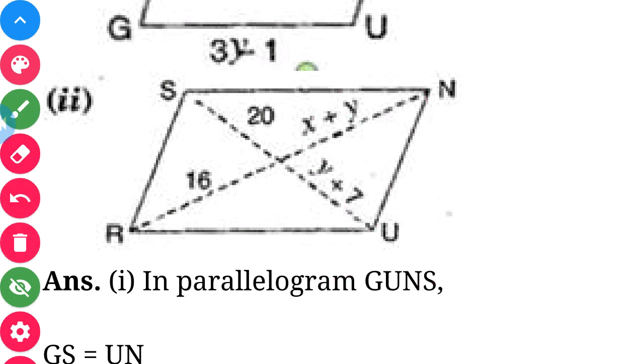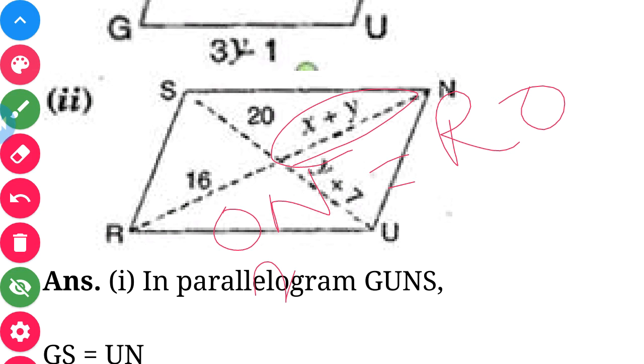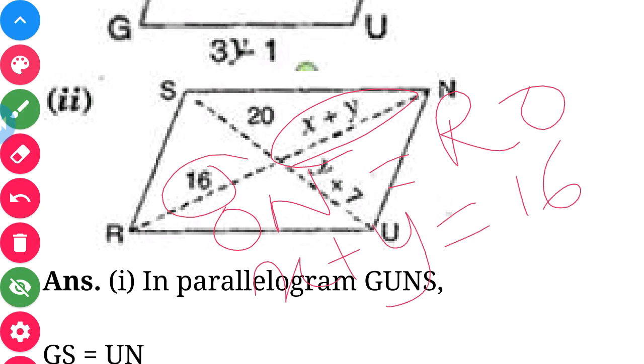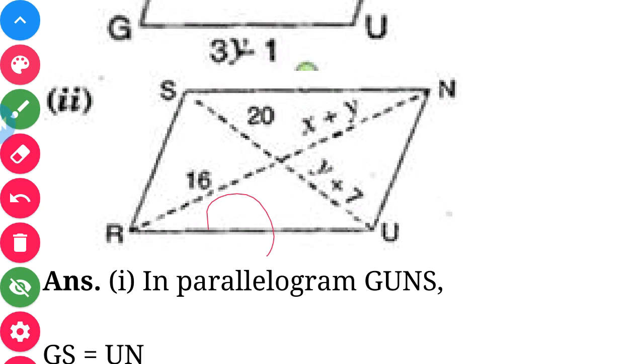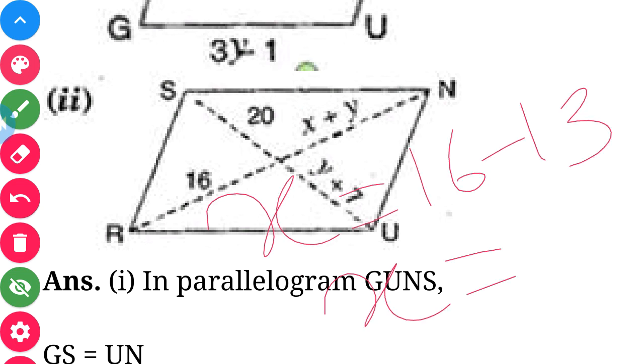So now my turn is to solve ON is equal to RO. What is my ON here? If you just see, it is x plus y. What is RO? 16. So here y, we already found out, is 13. So I'm going to substitute it here. If I take the 13 to the other side, plus 13 will become minus 13, right? So x is equal to 16 minus 13, which gives me x is equal to 3.